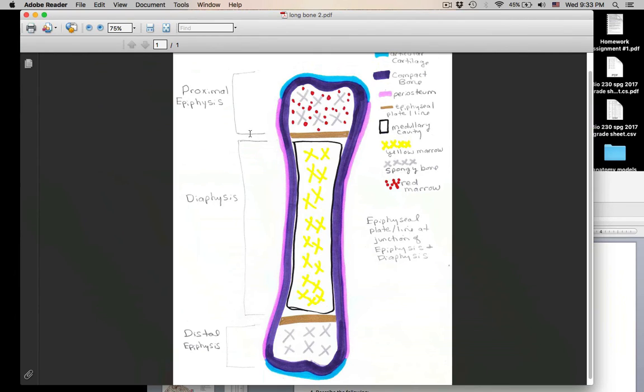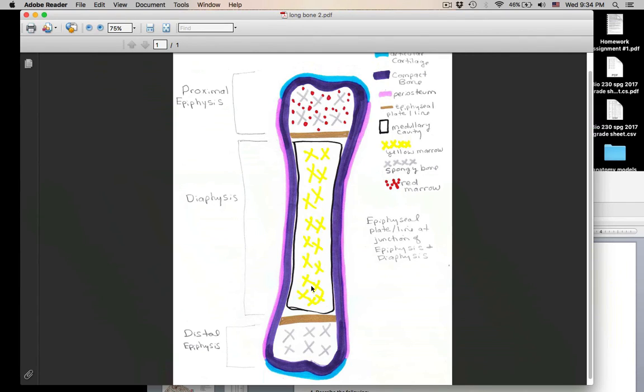And in between the proximal epiphysis and the diaphysis up here, we have either epiphyseal plate or epiphyseal line. Same thing down here between the distal epiphysis and the diaphysis, epiphyseal plate or epiphyseal line. You need to know the difference between a plate and a line. Plate still has cartilage. That is your growth plate. A line, the cartilage has been replaced with bone. It's been ossified. In the center of a long bone, you have a cavity, a space. That is the medullary cavity. In adults, it's filled with yellow marrow.